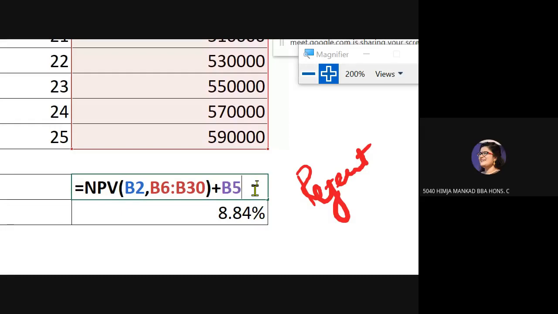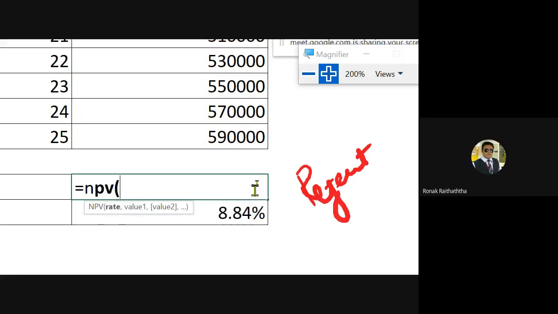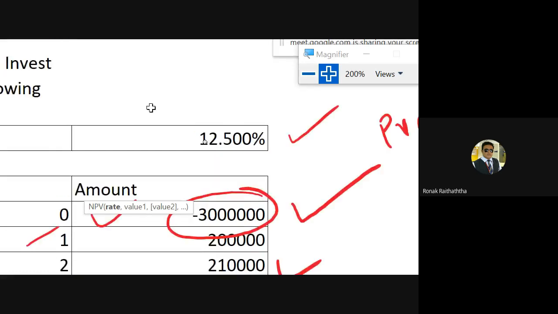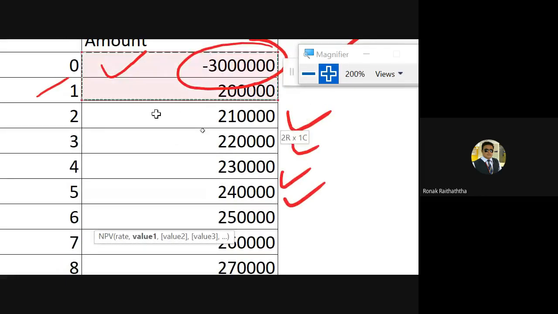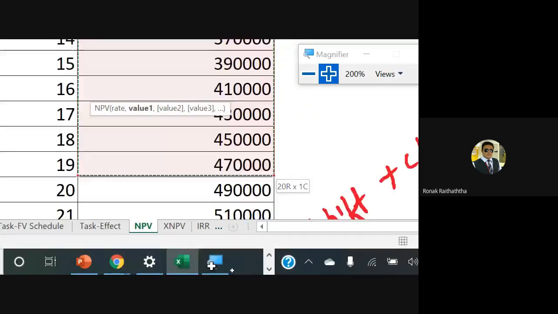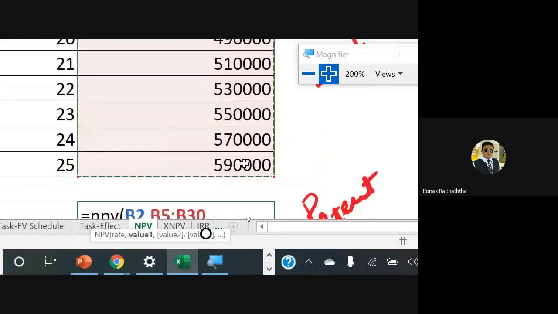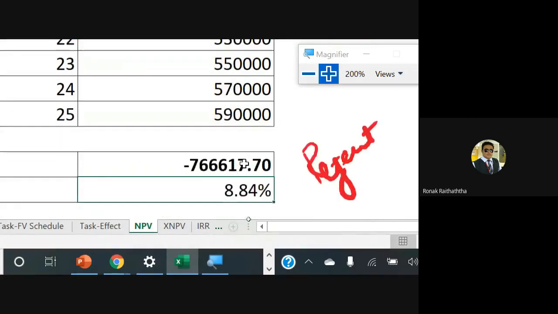So the original syntax is not showing that we need to add or minus the outflow. We had to do it differently. Why so? Okay, equal to NPV, opening the bracket. If I add the rate here, which is 12.5%, comma. Now, if I select the entire range of the data, from the outflow to the inflows, and do it like this, closing the bracket, pressing enter.